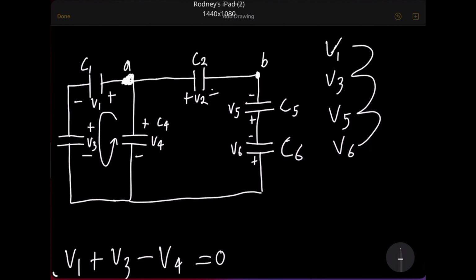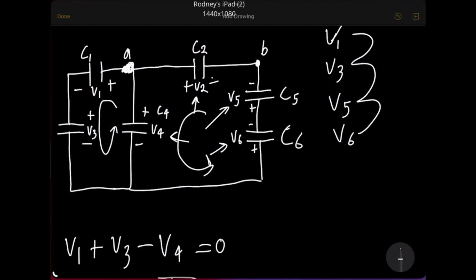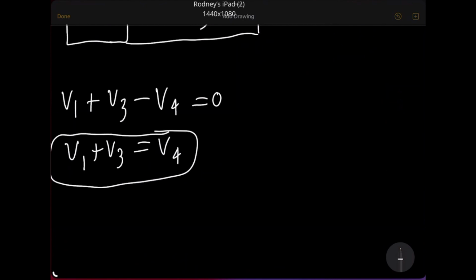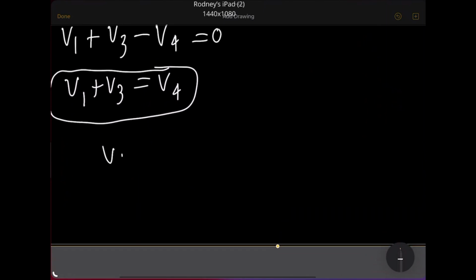And since we know V4, and we know V5, we know V4 now, and we know V6, we can figure out V2. We'll do a KVL going counterclockwise again. As we go through V4, that's going to be our plus to minus, positive. So V4 is going to be positive.